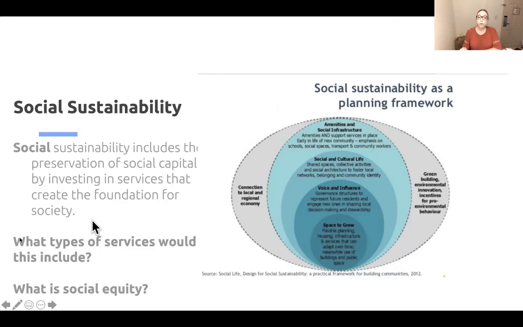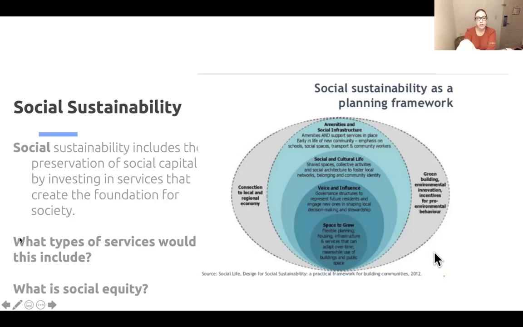So this is social sustainability. I see here, I cut some of my words off. So this includes the preservation of social capital, meaning like the things that we provide for different groups of people. So the preservation of social capital by investing in services that create the foundation of our society. Let's look a little bit closer at what type of services fall under social sustainability.